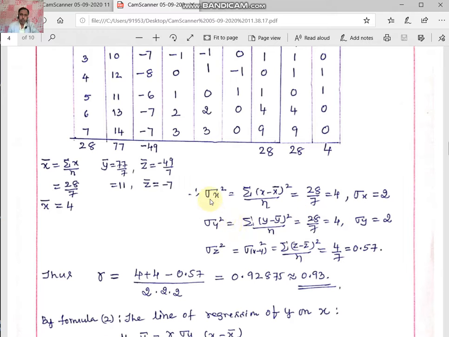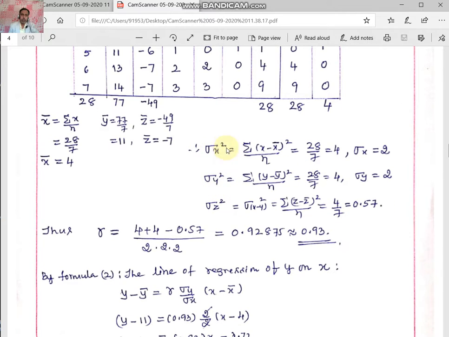Then the variances. Sigma x square is equal to sum of x minus x bar whole square by n, that is 28 by 7, which is equal to 4. Therefore the standard deviation sigma x is 2, the root of this. Similarly, the variance of y, sigma y square, is equal to 4.